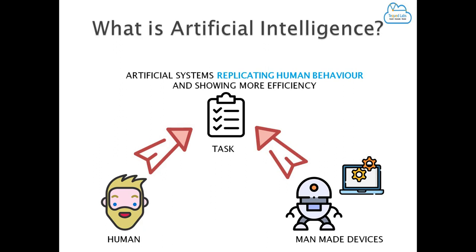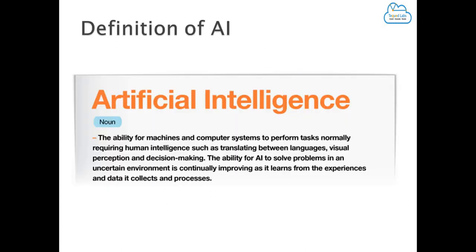The basic definition I could tell you is that artificial intelligence is nothing but whenever a machine or a computer system mimics human behavior. Whenever it replicates human behavior, it is showing artificial intelligence. This is very important to keep in mind while understanding what artificial intelligence is: a machine replicating human behavior. That is artificial intelligence.